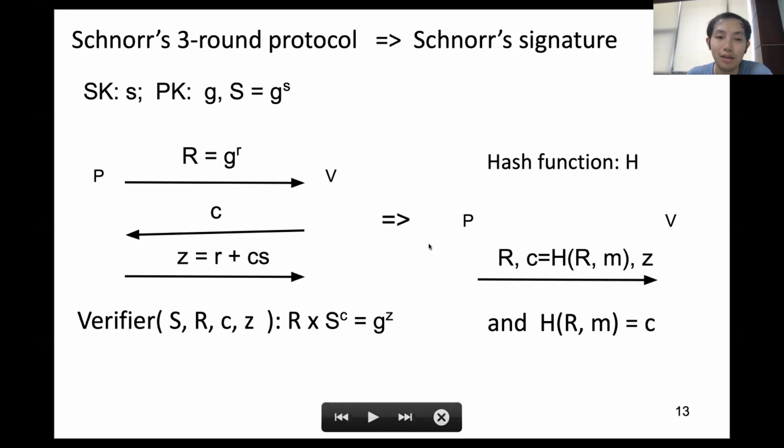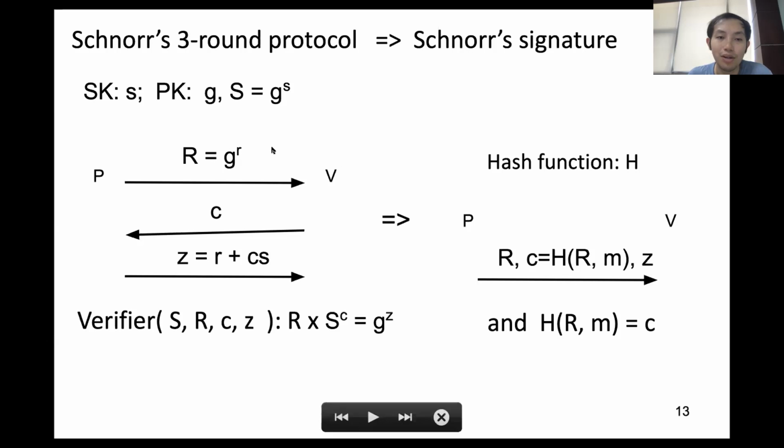So the signature will look like first outputting R equals g to the r for some lowercase r, and then output c equals H of R and M, and then output z as the response of r and c, just like the original three-round protocol. And what the verifier does is check as it is in the Schnorr signature, and in addition, it also checks whether H of R and M equals c. So this completes the description of Schnorr's signature.